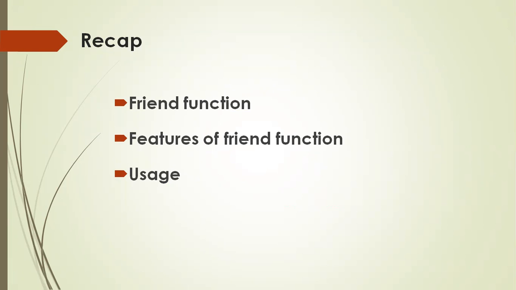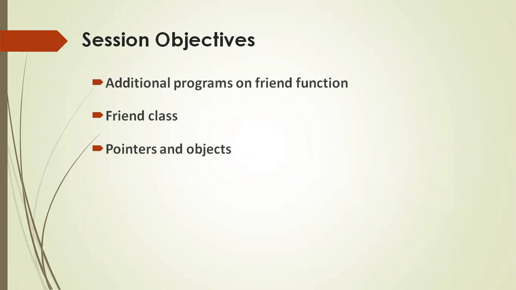A friend function can access the private data through the object which is passed as an argument, and it cannot be called with an object name. Instead, it is called just like any normal function. We also studied how friend functions are used in a program with some simple example programs. In today's class, we'll be learning additional programs on the friend function concept. We will also discuss friend class and how pointers and objects are used in a C++ program.